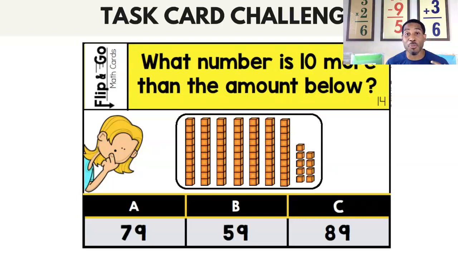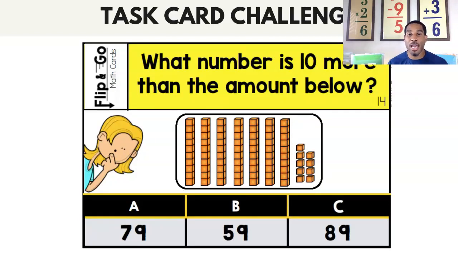So say, for example, I'm Greg. I'm the first student that answers. Remember, I have 2 choices. I could either pass or I can answer. So say, for example, I looked at this and I said, oh no, I'm going to pass this. So I'll pass this to Cheryl. So Cheryl will answer the question, and Cheryl could either answer or she can pass. So Cheryl chooses to answer it. So she'll say, okay, what number is 10 more than the amount below? So Cheryl looks and she says the answer is C, is 89.